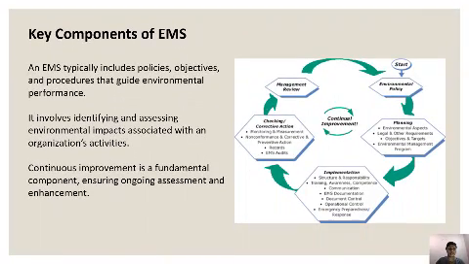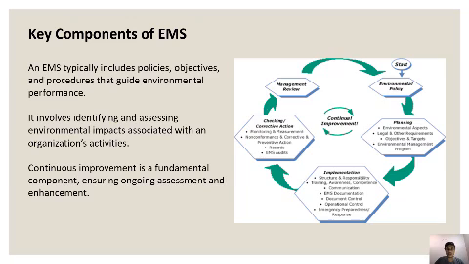Now let us know about the key components of environmental management system. An EMS typically includes policies, objectives, and procedures that guide environmental performance. It involves identifying and assessing environmental impacts associated with an organization's activities. Continuous improvement is a fundamental component, ensuring ongoing assessment and enhancement.